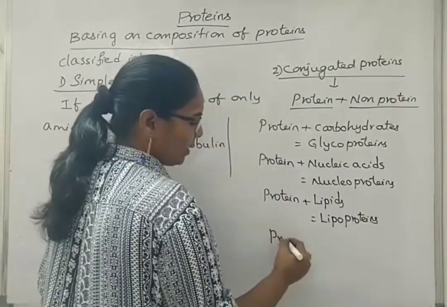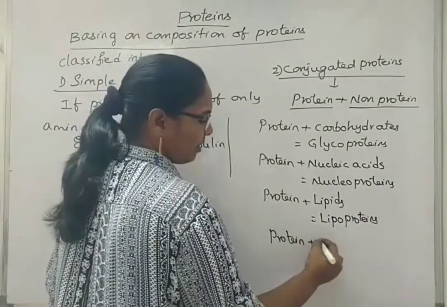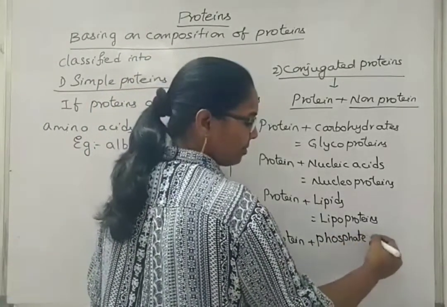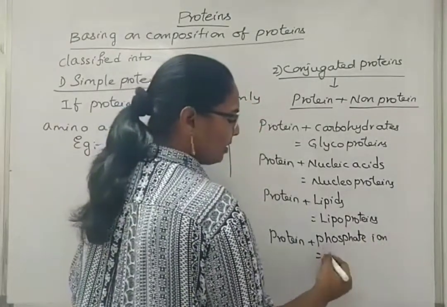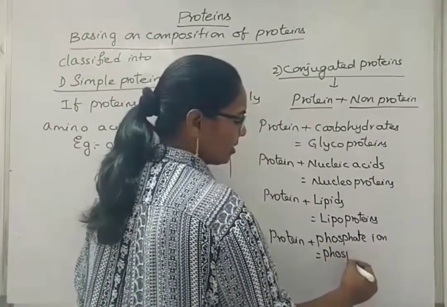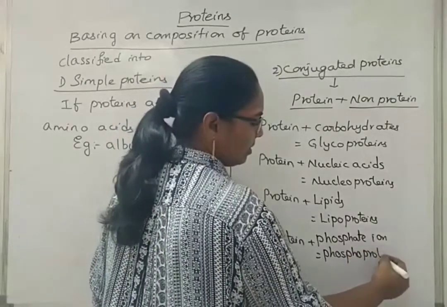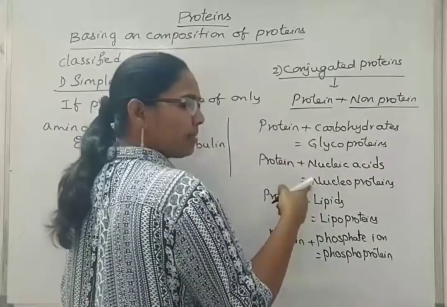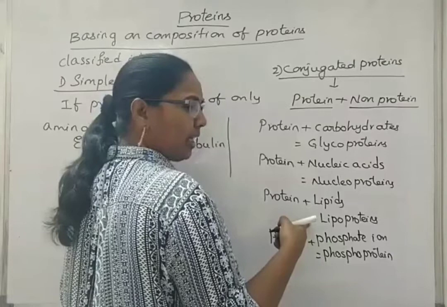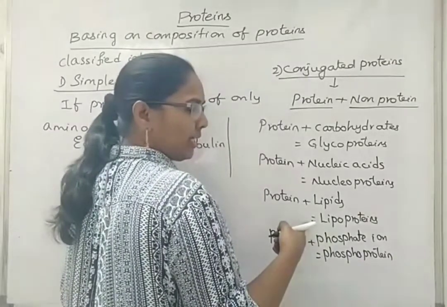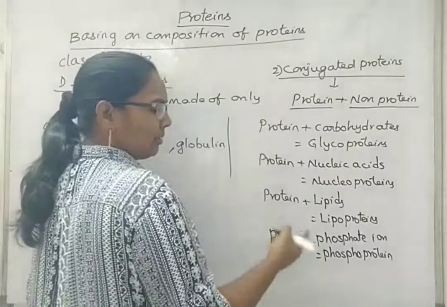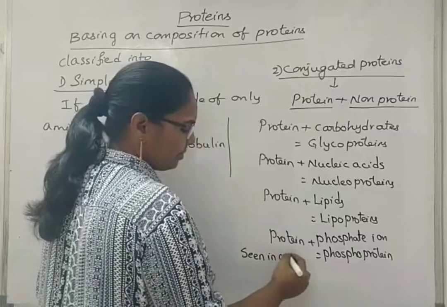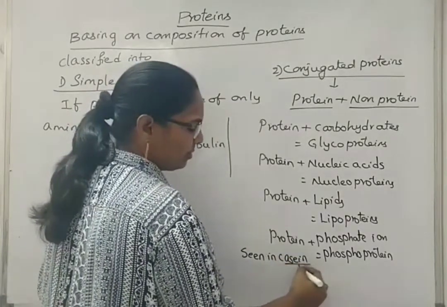Next, protein plus phosphate molecule or phosphate ion. These are called phosphoproteins. This can be seen in case of plasma membrane. This can be seen in genetic material. This can be seen again in plasma membrane or inside the cytoplasm. Then what about these? Phosphoproteins are seen in casein. Casein is a milk protein.